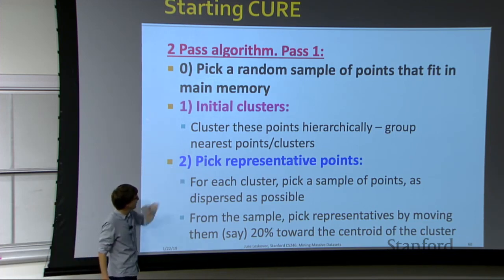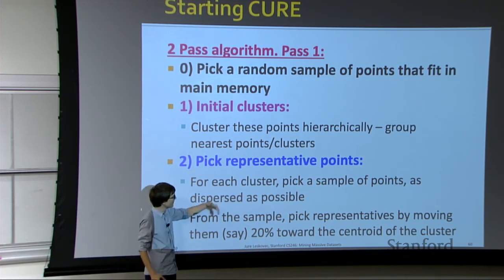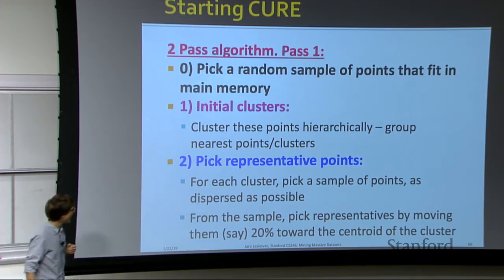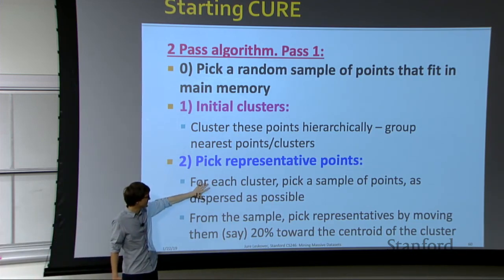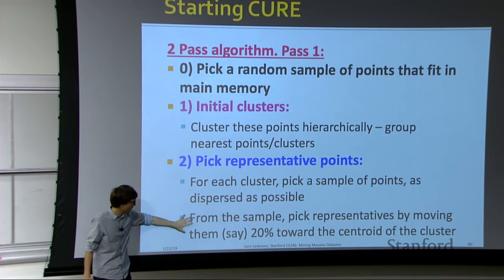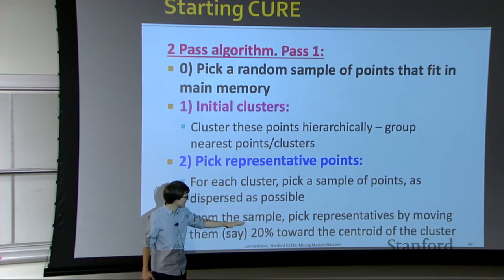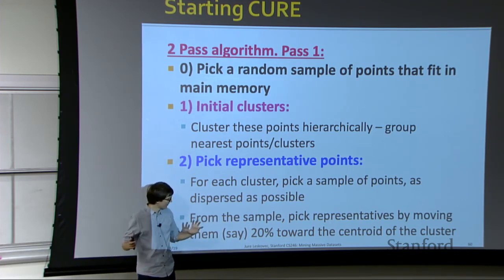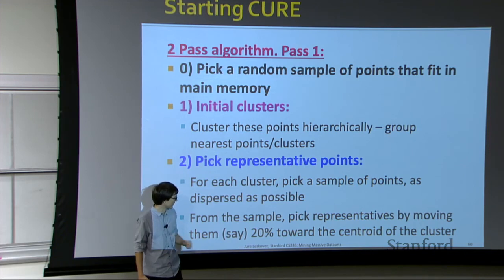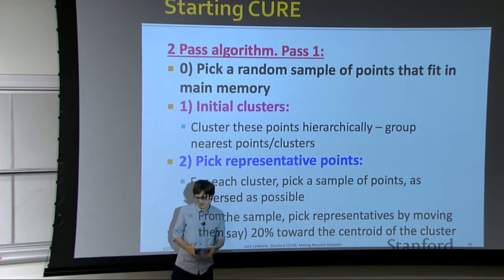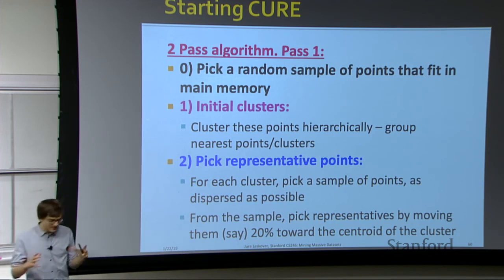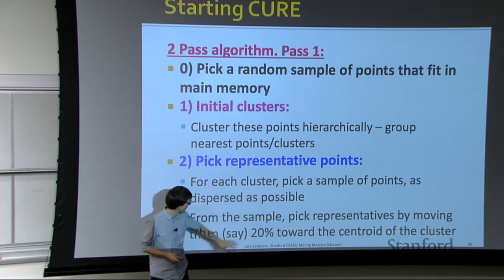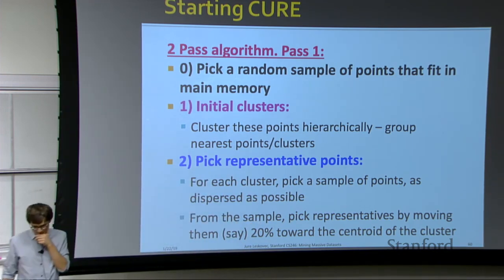And then we want to pick representative points. So for each cluster, we'll pick a sample of points as dispersed as possible, right? And then as we found these points that are as dispersed as possible, we will do the second step, which is from these dispersed points, we will take these representatives and move them closer to each other a bit, let's say by 20% of the distance, right? So the idea is that I'll take the representative points, but then I'll move them a bit closer to the center of the cluster. And this will really help with the robustness of my algorithm, okay?